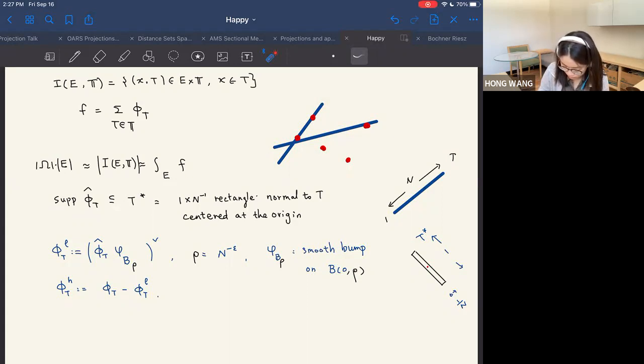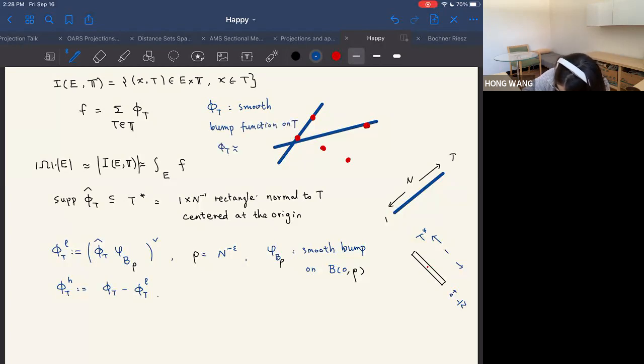So let's take phi_T as a smooth bump function on T. So phi_T is about 1 on T, and it's supported on 2T.